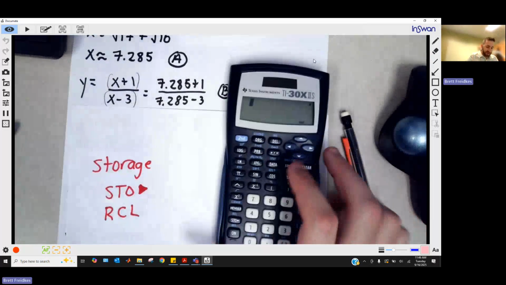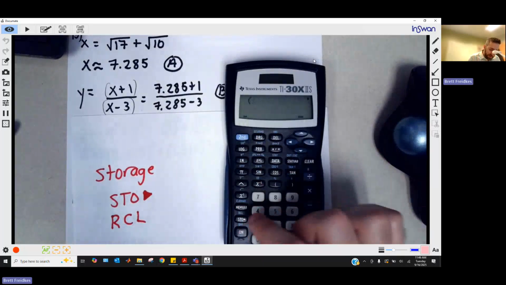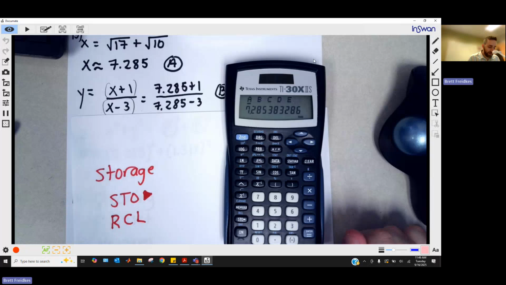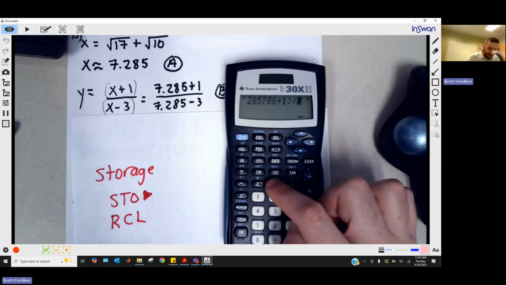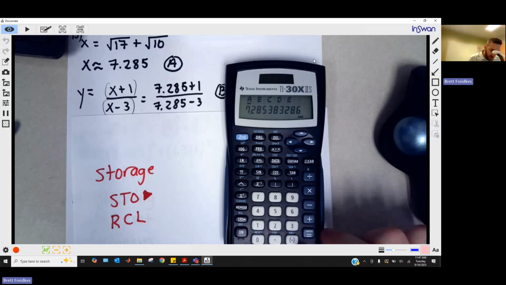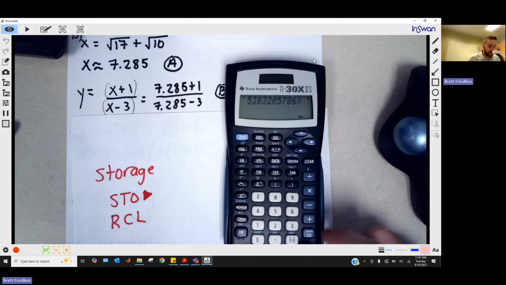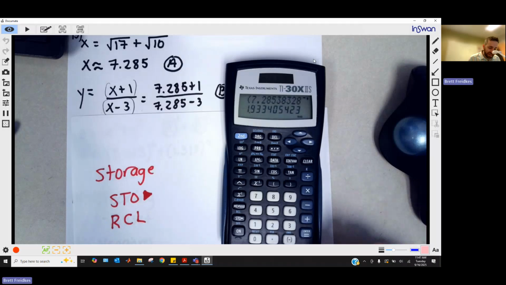So now what we'll do is say, okay, we'll open up our parentheses. We're going to go to second recall, and you see that there is the letter A. If I click enter, that A is now used in that equation, plus 1, close parenthesis. That's our numerator. We're going to divide by A, that value of x, minus 3. So I'll go second recall. I'll use that A again, minus 3. And if I do that, I get some value.